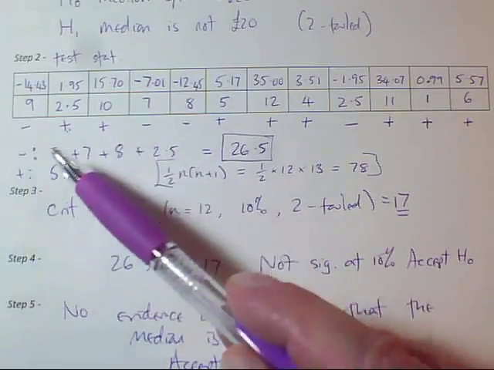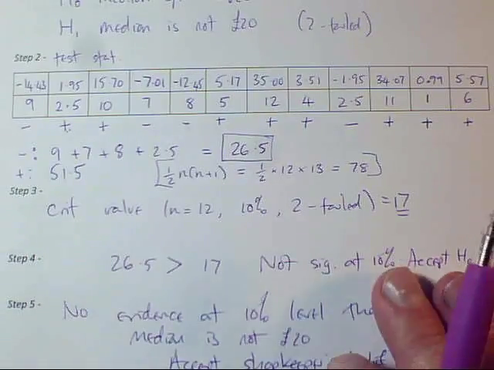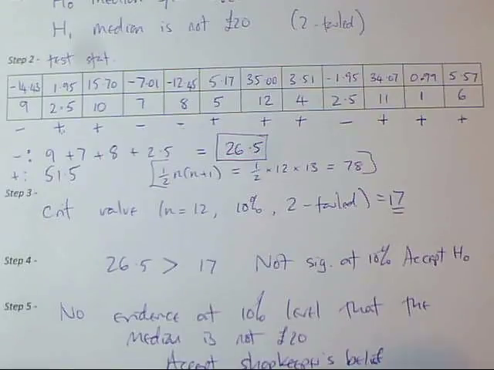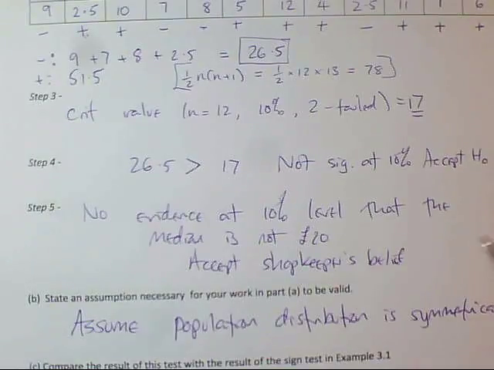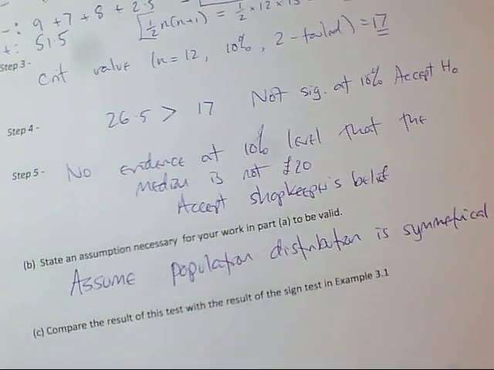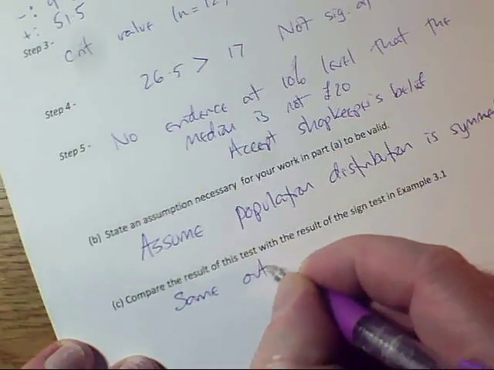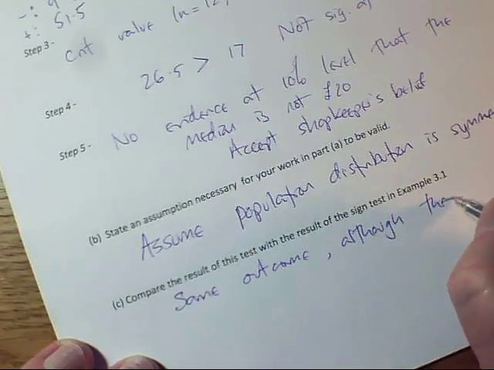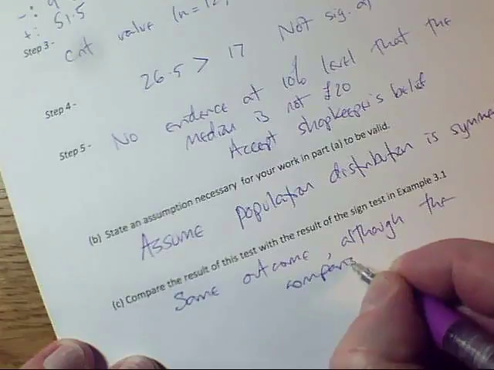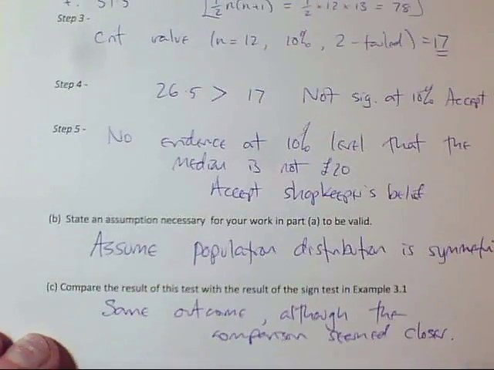The ranks for the negative ones tended to be the lower ranks. So the Wilcoxon test has taken into account the fact that the difference is a little bit bigger for the positive differences than for the negative ones. But that wasn't enough to change an inconclusive result into a result where we concluded in favour of H1. So we had the same outcome, although the comparison seemed closer. Okay, and that finishes that question.